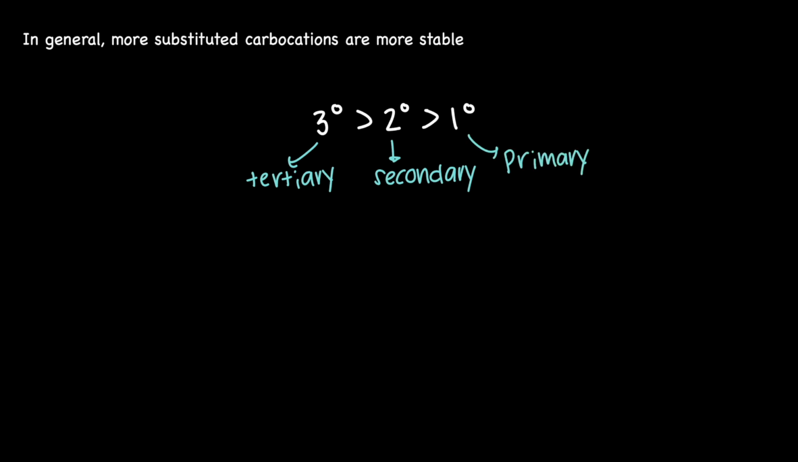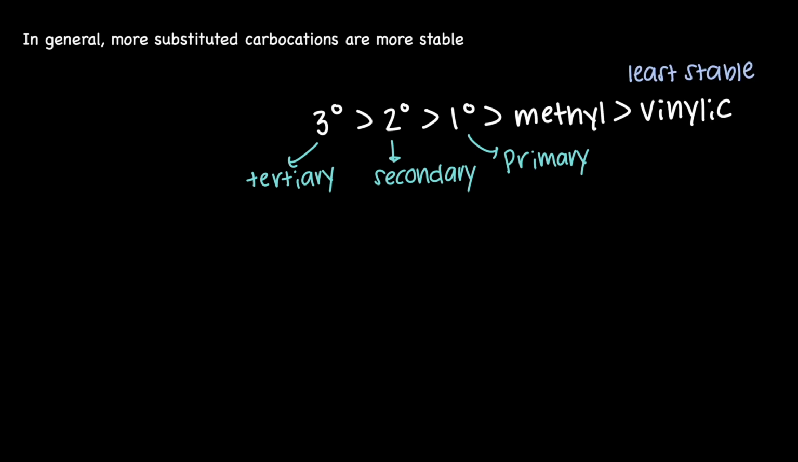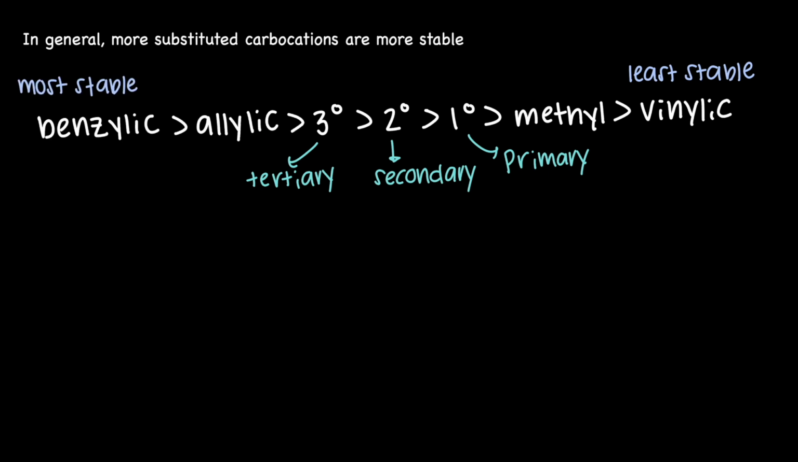In general, more substituted carbocations are more stable. Tertiary carbocations are more stable than secondary carbocations. Secondary carbocations are more stable than primary carbocations. Primary carbocations are more stable than methyl carbocations, and vinylic carbocations are the worst. Benzylic carbocations are the most stable of all. And allylic carbocations are more stable than tertiary.